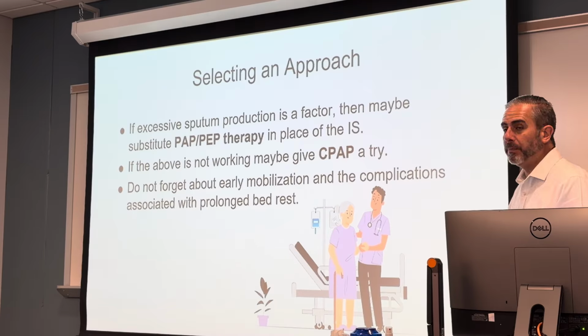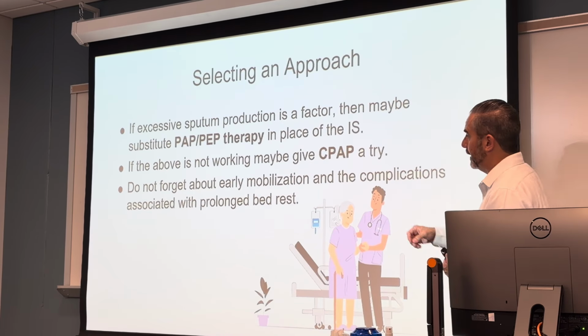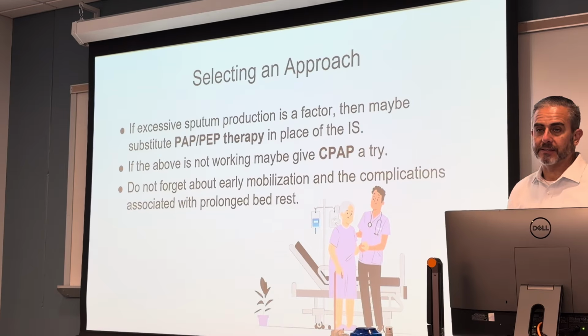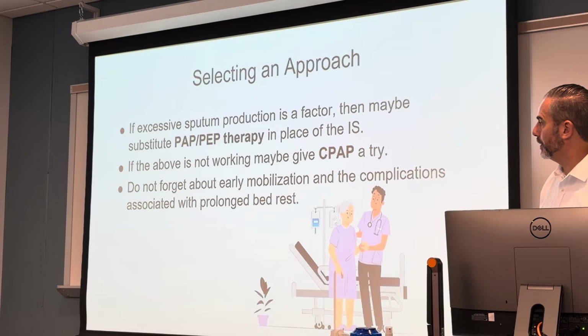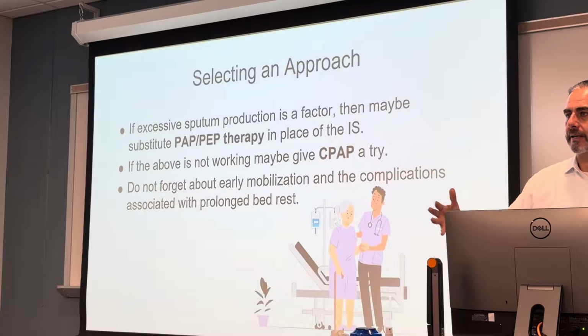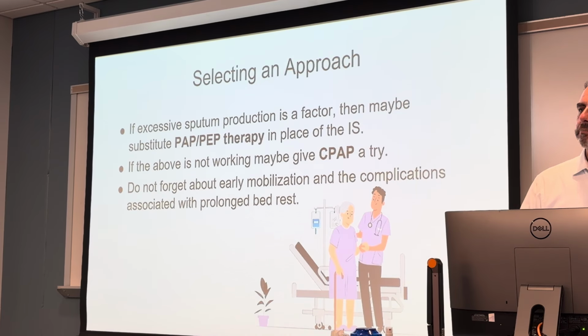If they have excessive sputum, and that's what's leading to the atelectasis, then maybe that positive airway pressure or positive expiratory pressure therapy would be best, using that in place of the incentive spirometer. If everything else doesn't appear to be working, then maybe CPAP, because it's continuous. It's always going to be there, that positive pressure. Maybe try CPAP. And always don't forget about that mobilization, making that patient ambulate. So we can use a combination of things sometimes. Yes, incentive spirometry, plus don't forget getting that patient up out of bed, getting them walking, get them ambulating as soon as possible.